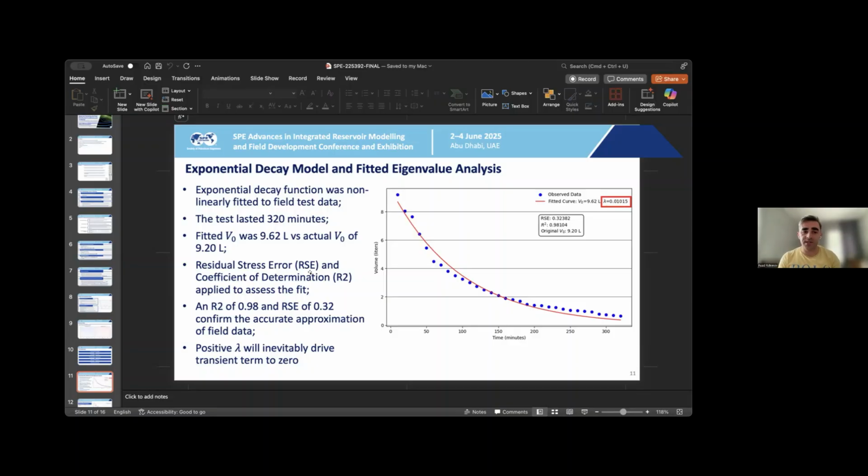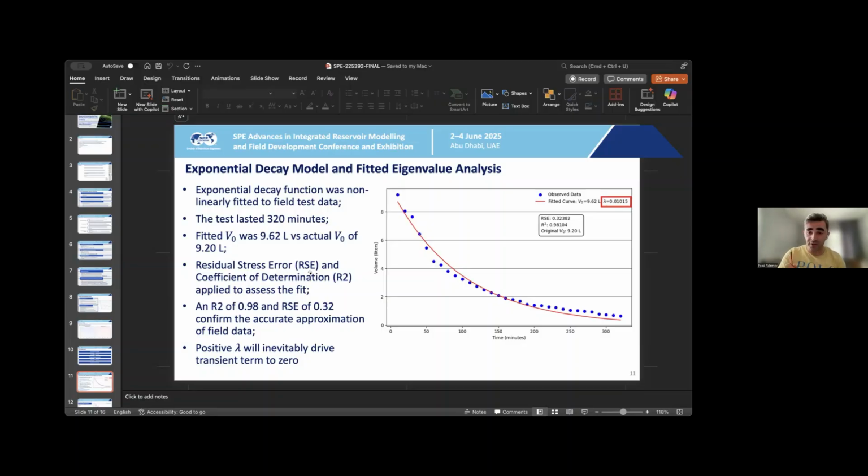So basically, the test in this specific field case lasted 320 minutes. The initial return volume was 9 liters, and this is the repeated value, whereas the actual was 9.2. So 9.6, 9.2. So you have a very good match. And then I tried to apply some metrics like R squared and residual standard error, and those metrics told me that the data is accurate in terms of the fitting with the exponential decay function.